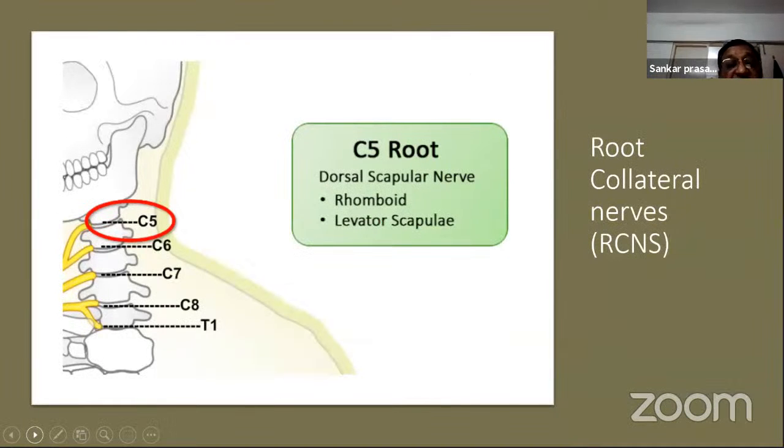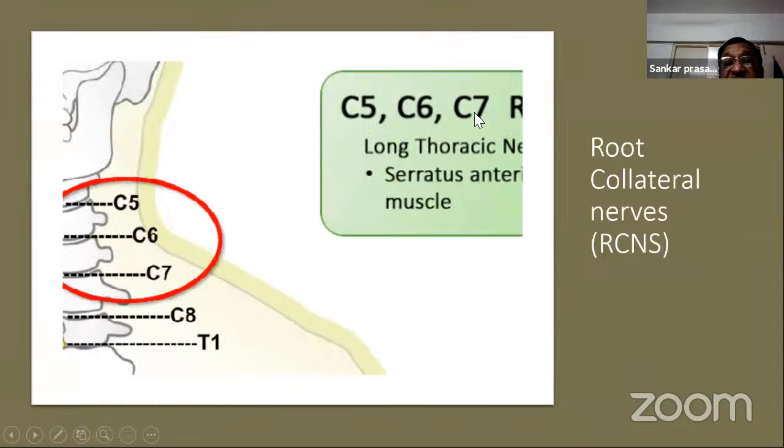So the root collateral nerves: the dorsal scapular nerve, which supplies the rhomboids and levator scapulae. You should know how to examine these muscles and rule out involvement of the root collateral nerves, which come from C5, C6, C7, as we saw in the diagram. The long thoracic nerve supplies serratus anterior.